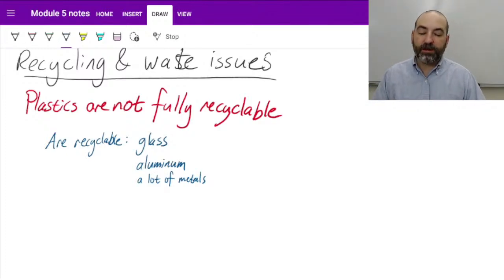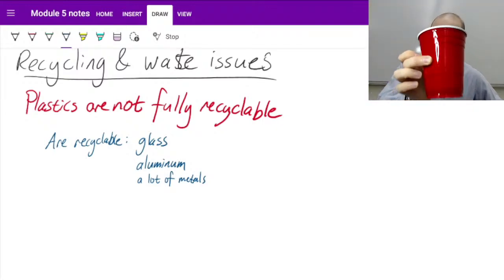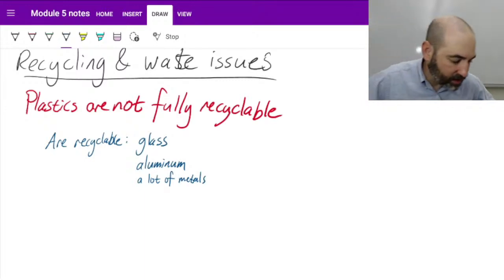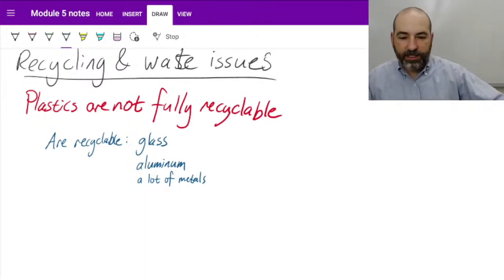Many other plastics do not even go that far. So, for example, polystyrene, which is both styrofoam and also things like these red Solo cups, polystyrene, even though they're not styrofoam. These are not recyclable at all. In fact, if those end up in recycling containers, they just get thrown away.